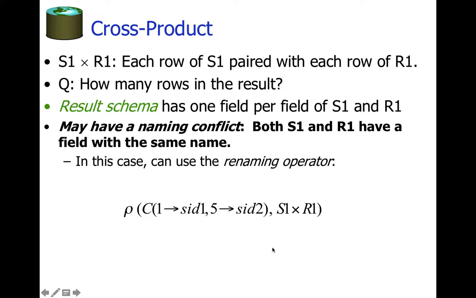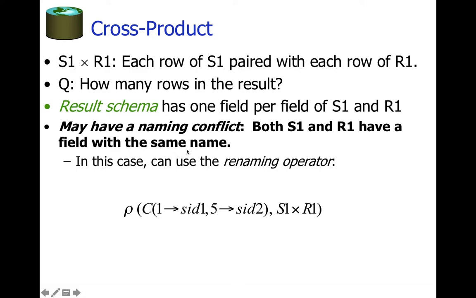Cross product. We said that each row of S1, the first table, is combined with each row of the second table, and the number of rows would, of course, be the number of rows of S1 times the number of rows of R1. The result schema has one field per field of S1 and R1. If this has five fields and this has three, then the result will have 8 fields. So all the fields will appear.